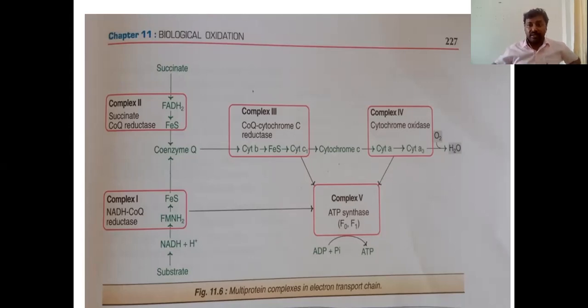You already studied the mitochondria structure. It has the outer membrane and inner membrane. The inner membrane has folds, which we call cristae. On the cristae we can observe the F0 and F1 particles.